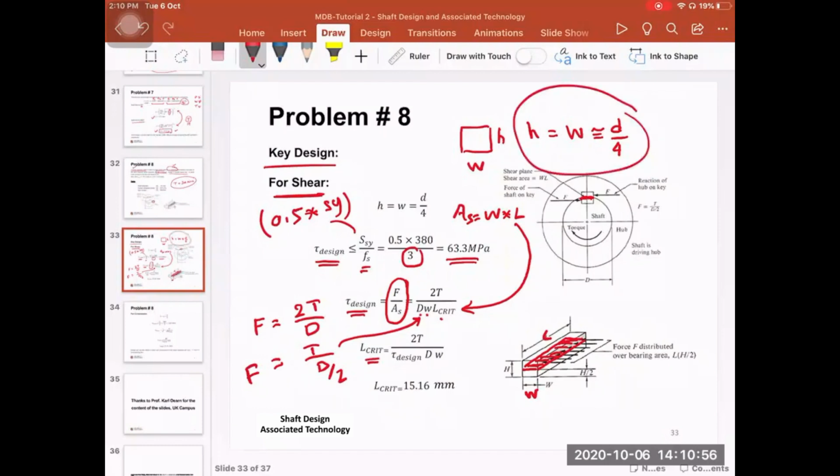So in this case, the torque is known to us. The tau design, which is the right-hand side of the equation based on the factor of safety and the material properties, is known. We've calculated this already as 63.3. The diameter of the shaft is given, and the width is 1/4 of the diameter of the shaft. So this gives us a critical length of the key as 15.16. So the key length should not be less than this value in order to avoid failure due to shear.